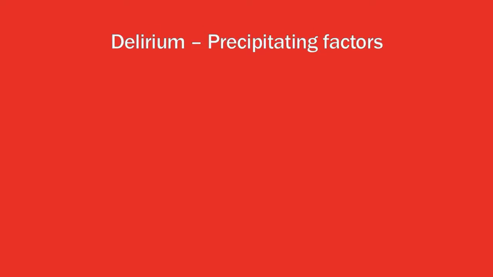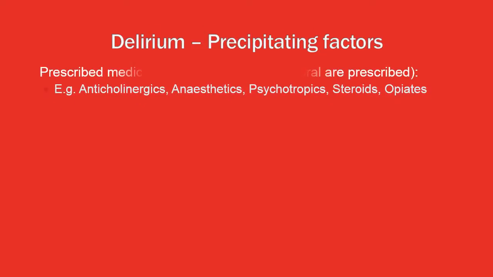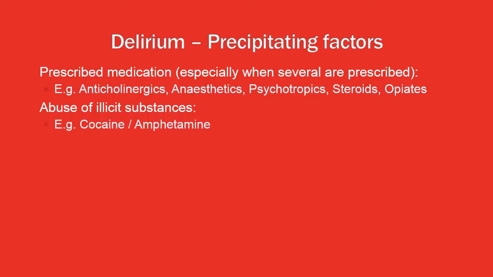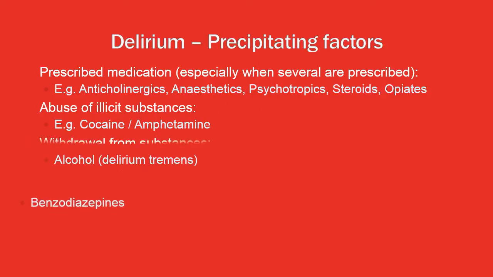What are the precipitating factors for delirium? Prescribed medication, especially when several drugs are prescribed. These include anticholinergics, anesthetics, psychotropics, steroids and opiates. Abuse of illicit substances, for example, cocaine, amphetamine. Withdrawal from substances such as alcohol or benzodiazepines.